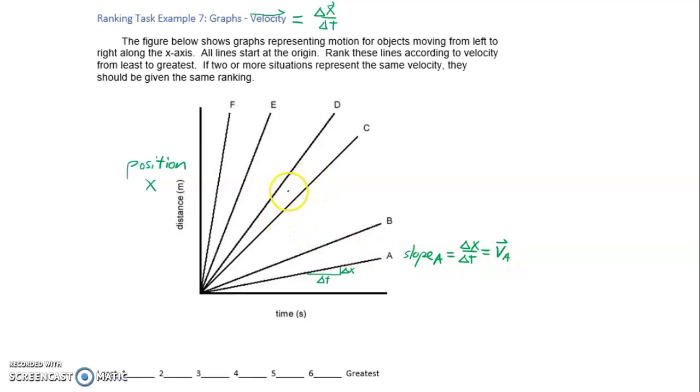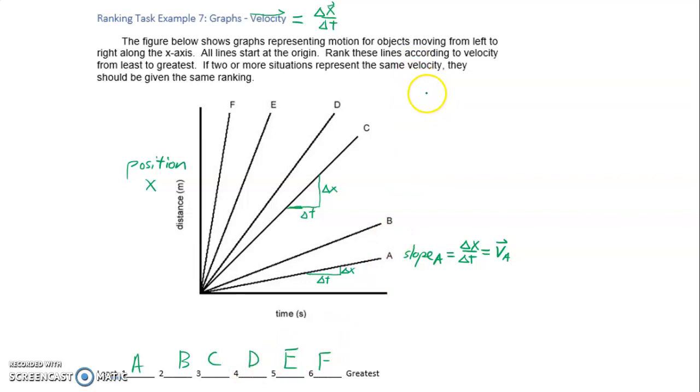If we were to look at, say, case C, and if we were to try to do about the same run, we see the rise is much more. So the delta x is definitely bigger. Delta t, I picked it to be about the same as the one down here. So this one has a bigger slope. And you can just see that as you go from A to B to C all the way up to F, the slope increases. And so F is the one going the fastest, and A is the one going the slowest. So those are quite easy.